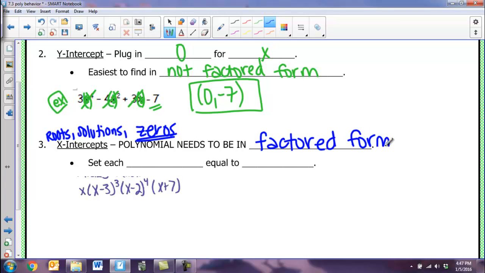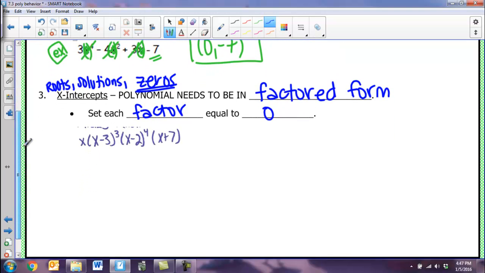Because then what we can do is we can just set each factor equal to 0 and solve for x, and those are your x-intercepts. So y-intercepts, we'd prefer it to not be in factored form, but to find the zeros, we do need it to be in factored form. So here's an example.